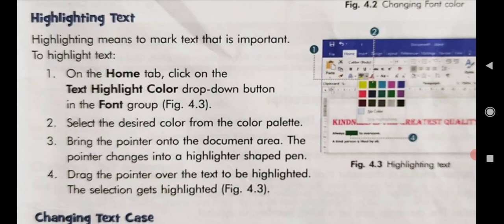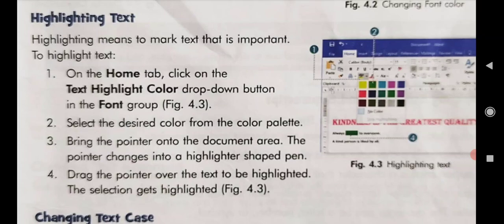There are some steps given here on how to highlight the text. See here, on the Home tab. First we go to the Home tab, then click on the Text Highlight Color drop-down button in the Font group. It is also in the Font group option. Then select the desired color from the color palette.